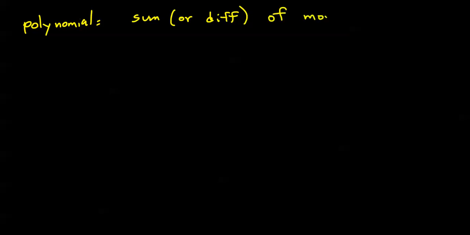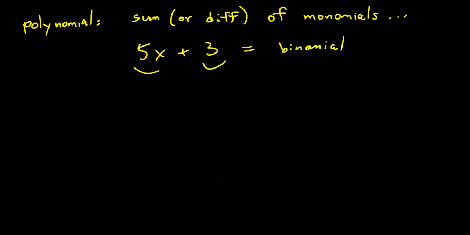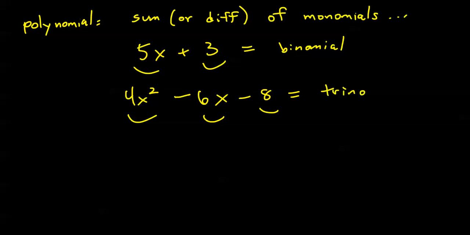Alright, once we define what monomials are, defining polynomials is easy. A polynomial is nothing more than a sum, or of course difference, of any number of monomials. Now some of these we give special names to, some of them we don't. 5x plus 3. That is a monomial plus a monomial. I call that a binomial. 4x squared minus 6x minus 8. That is a sum of 3 monomials, so I'll call that a trinomial.